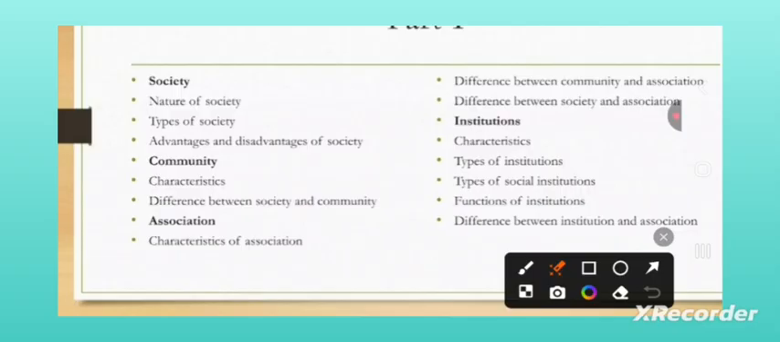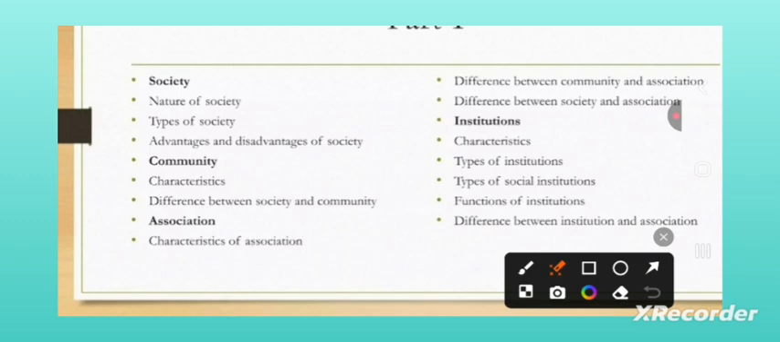Types of institutions: family, reproduction, socialization. Economy, production and distribution of goods and services. Government or polity, maintenance of order, decision making, power distribution. Education, transmission of knowledge, skills, and values. Religion provides ultimate meaning and moral guidance. So the big 5 types of institutions: number 1 family, number 2 economy, number 3 government, 4 education, 5 religion.